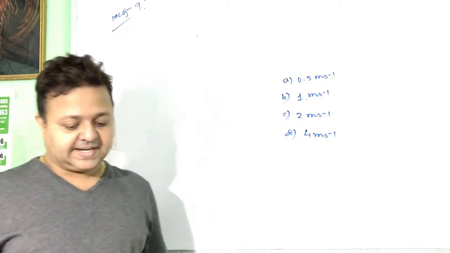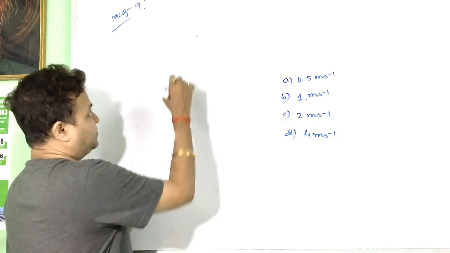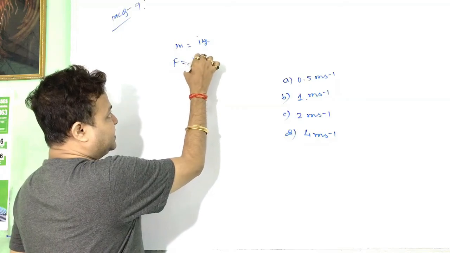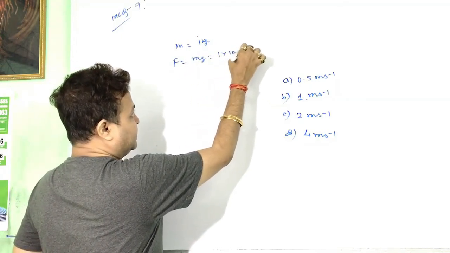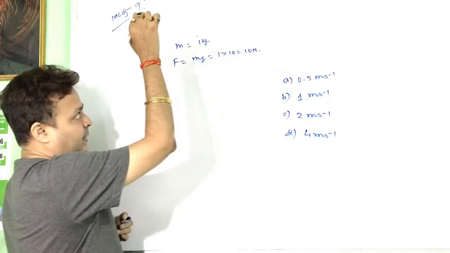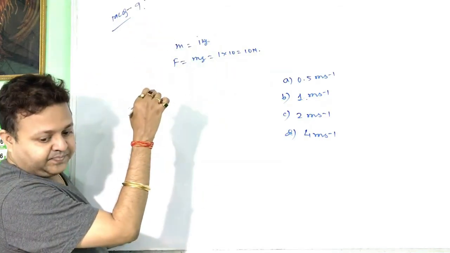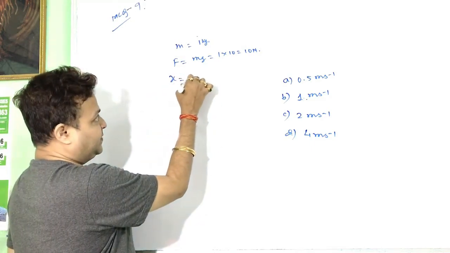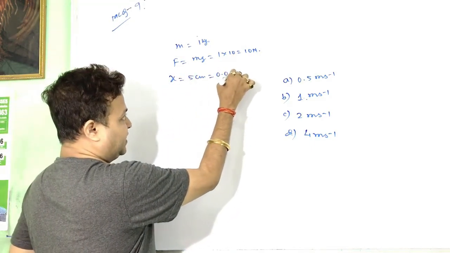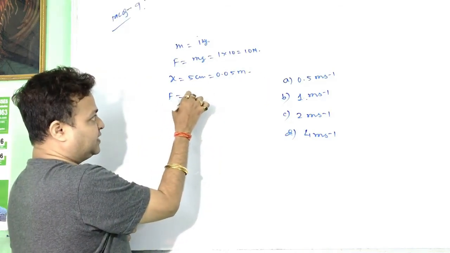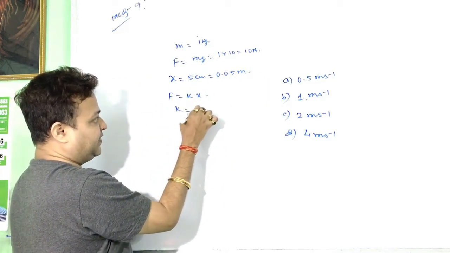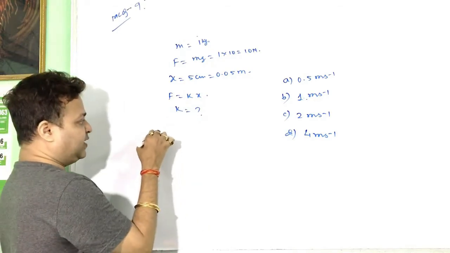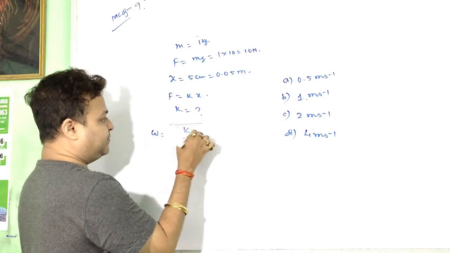See, first the data given: mass of the block is 1 kg, so we can determine the force mg, that is 1 into 10. And displacement is given, 5 centimeter, that is 0.05 meter. We can find the force constant K, and we can find omega, omega equal to root over of K by M.